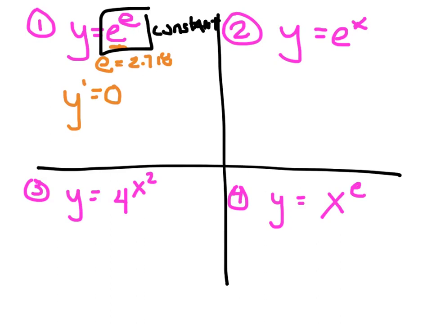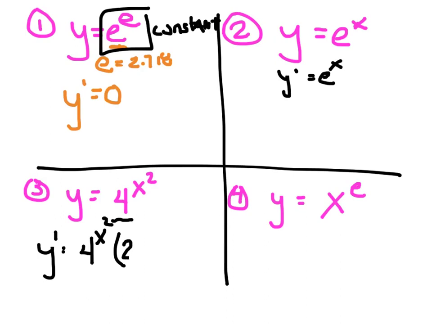Number 2, one of the most famous derivatives, e to the x. The derivative of e to the x is simply e to the x. Number 3, very similar to my exponential function, but my base is not e, so it requires that extra step. Remember, we leave it alone, 4 to the x squared, the derivative of the exponent, so times 2x, and then, of course, the ln of 4.